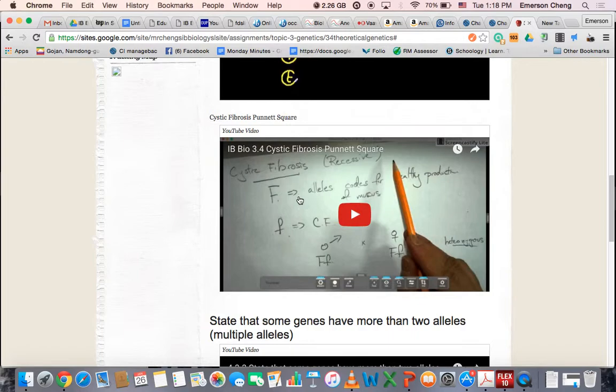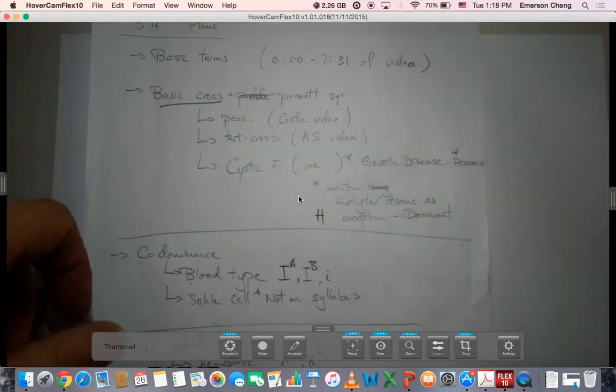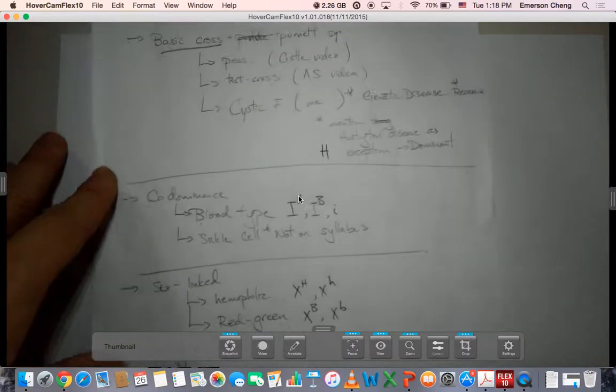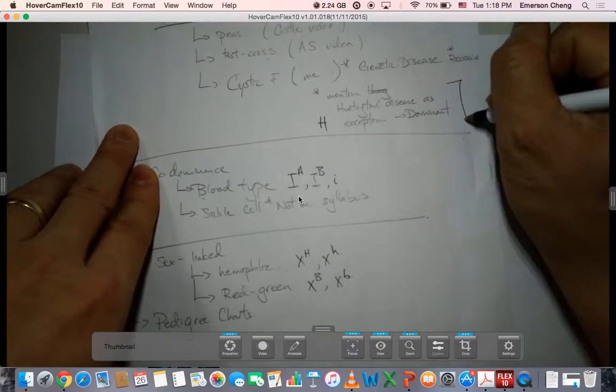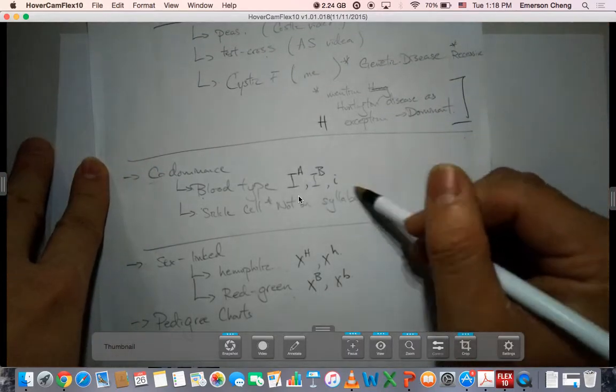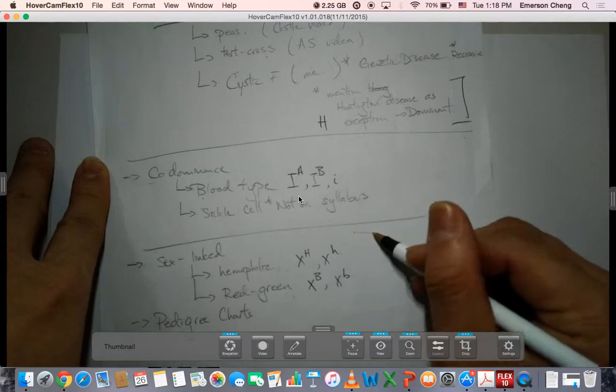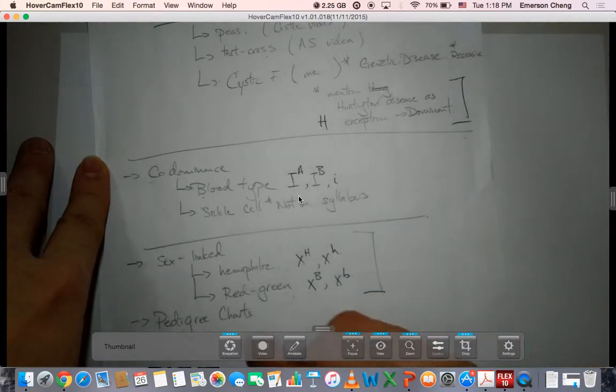Now, what we're going to be talking about today is really the rest of the stuff. We're going to talk about Huntington disease. We're going to talk about codominance, blood types. We're going to try to talk about sex-linked, and maybe if we have enough time, talk about pedigree chart. We'll see how it goes.